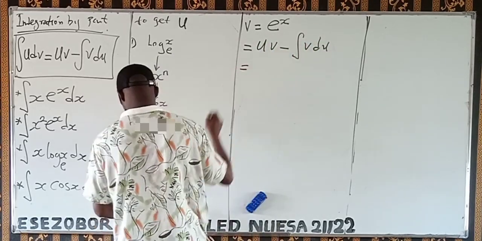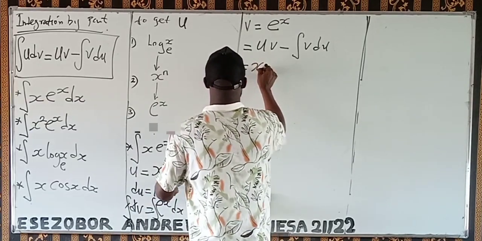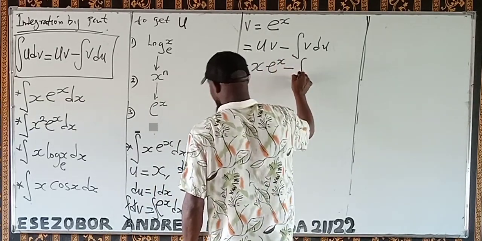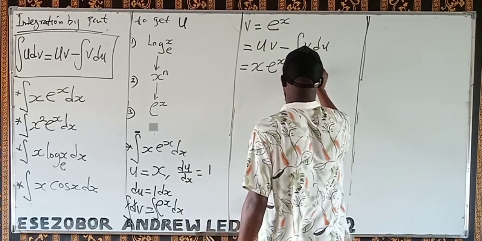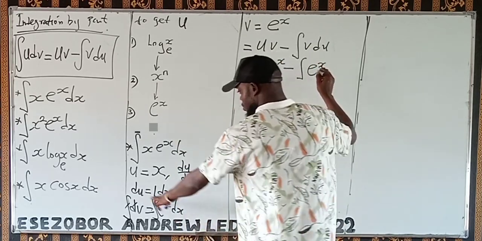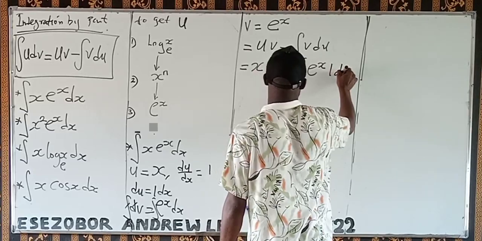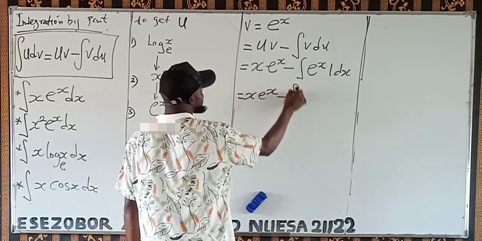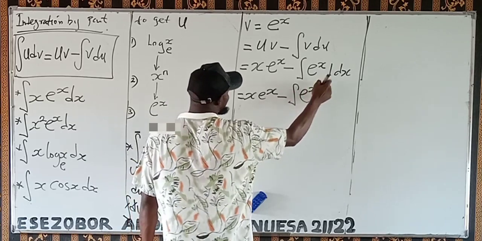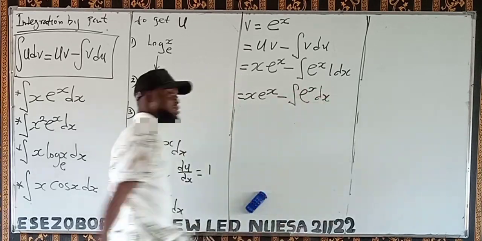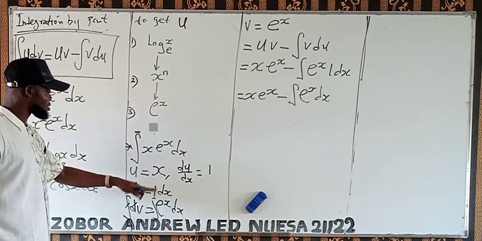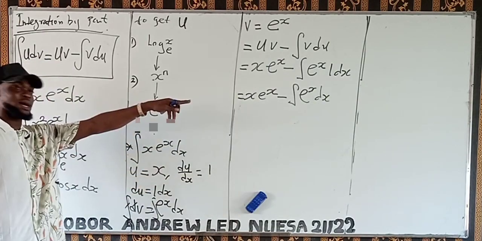So what is u? Our u was x, we have x. What is v? V was exponential x. What is du? Du is 1 dx. The next thing we're going to have x exponential x minus the integral of exponential x times 1 dx. So after everything now, we have substituted our terms, and we are having this now.